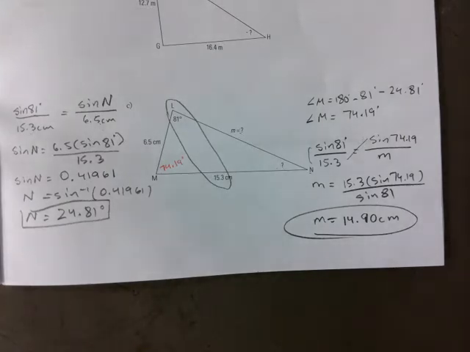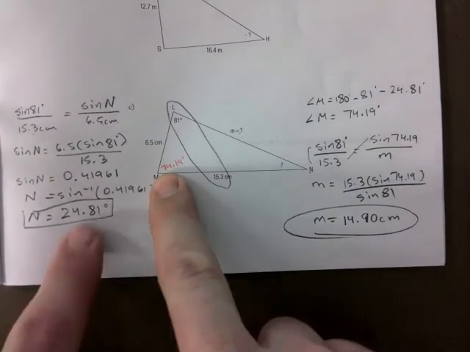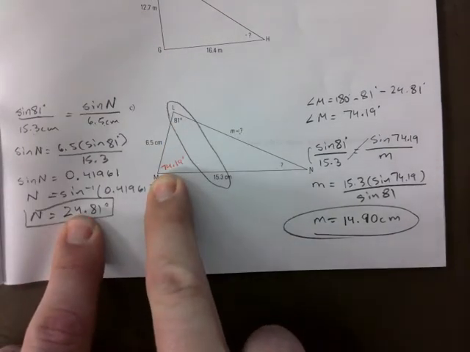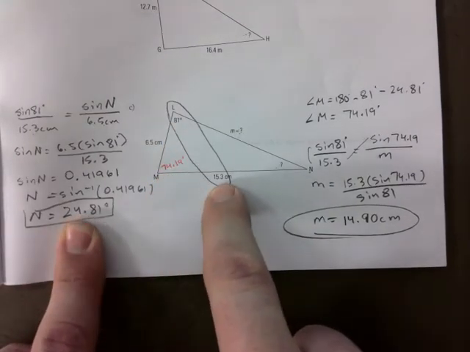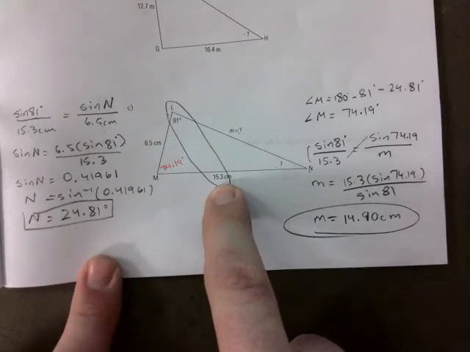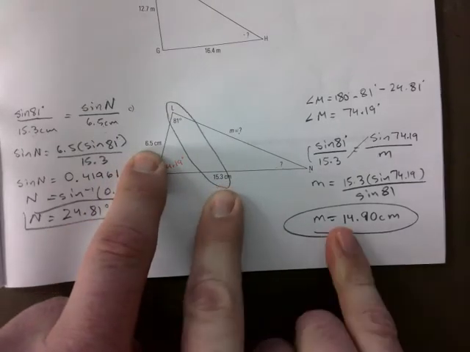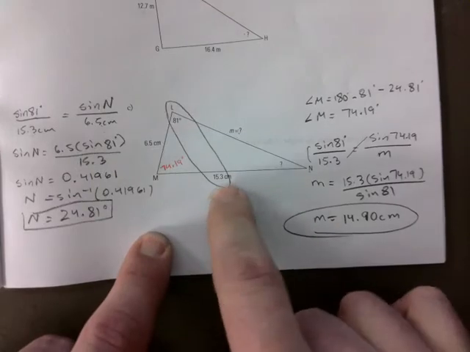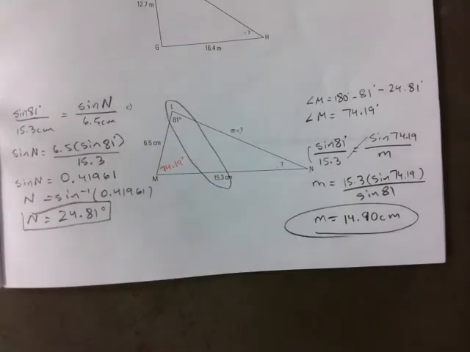Just a quick check. The largest angle is 81, right? Out of all the angles that are present. And so the longest side is 15.3 centimeters, which makes sense, right? Out of the 3 sides, this is the longest side. So that adds up. Okay. Because there will be a point where it will ask you, find the largest angle. Where would it be? Across the longest side, okay?